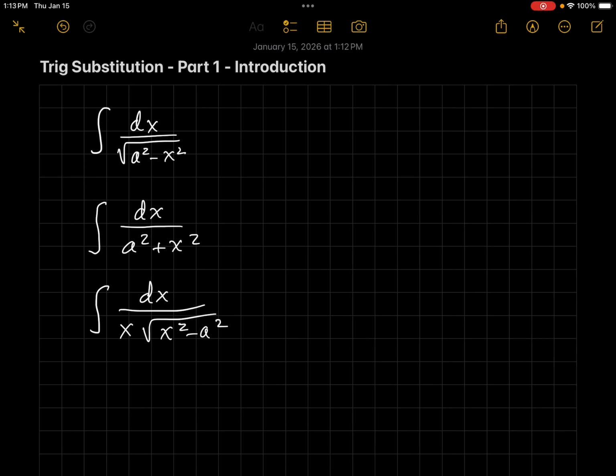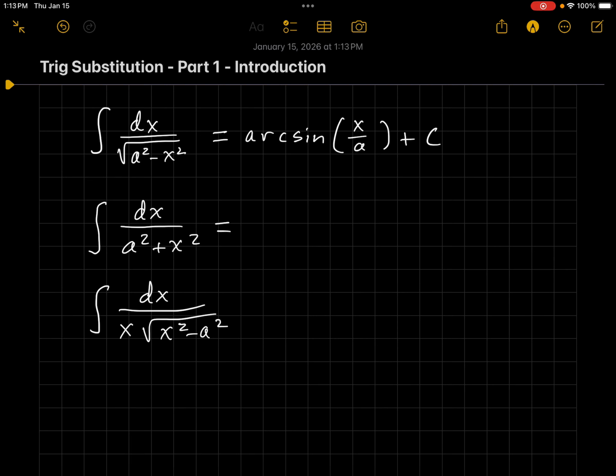Trig Substitution Part 1. Consider these three integrals on the screen. We should know the antiderivatives for each one of these. The first one is an arcsine. The second one is an arctangent. But the arctangent has an extra 1 over a out front.